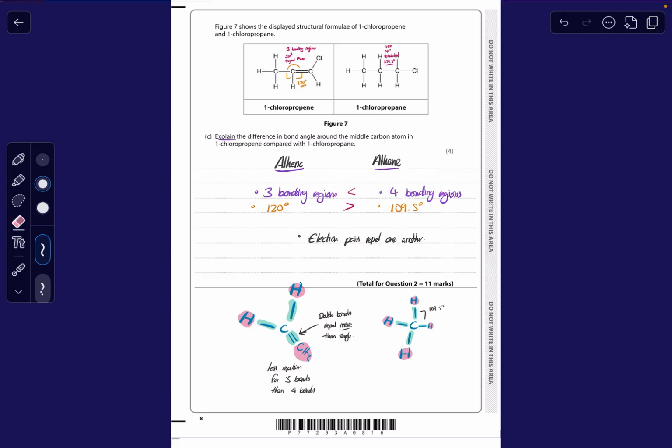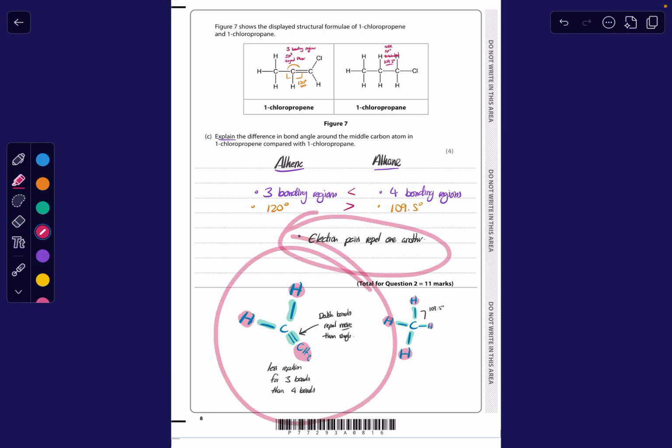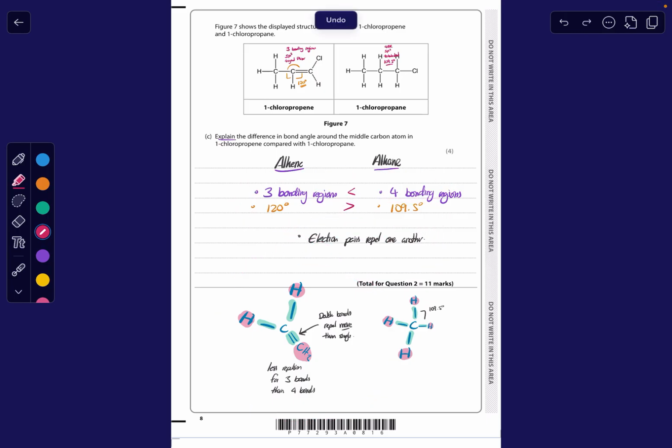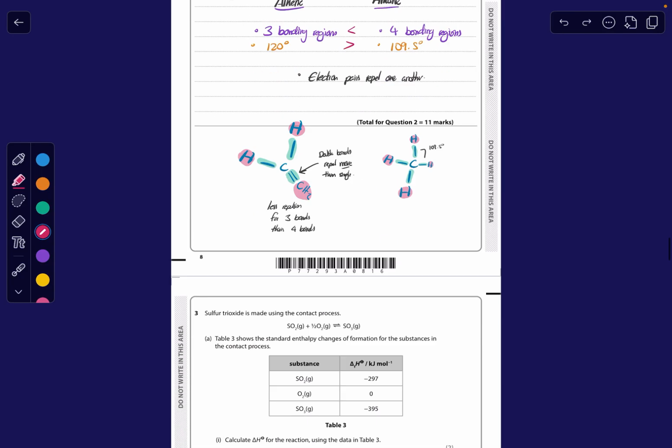That's fine. The reason why is because these electron pairs repel each other. And if you've only got 3 things, there's going to be less repulsion because you've got less things to repel from. However, one of those things is a double bond. So double bonds repel more than single bonds. And you get a mark for any one of those 2 points down there. So you get 1 mark for that, 1 mark for these, 1 mark for the purple, 1 mark for the orange. But again, I was not a fan of this question. I thought it was a really tough question. Let's move on.